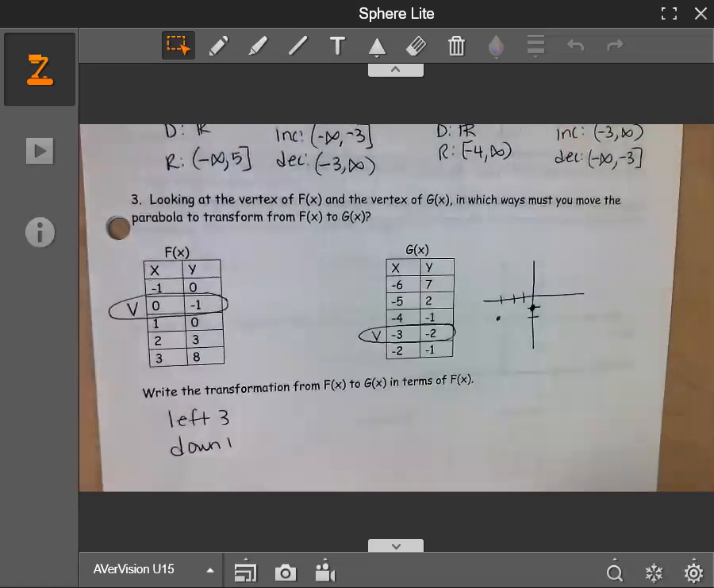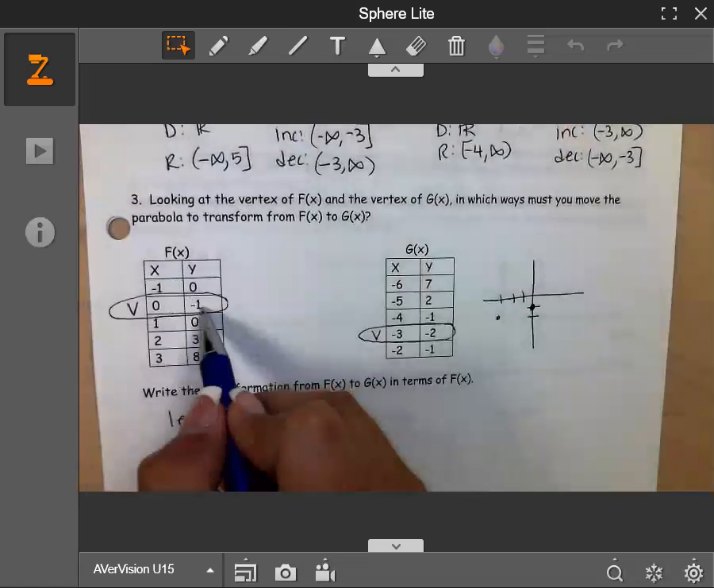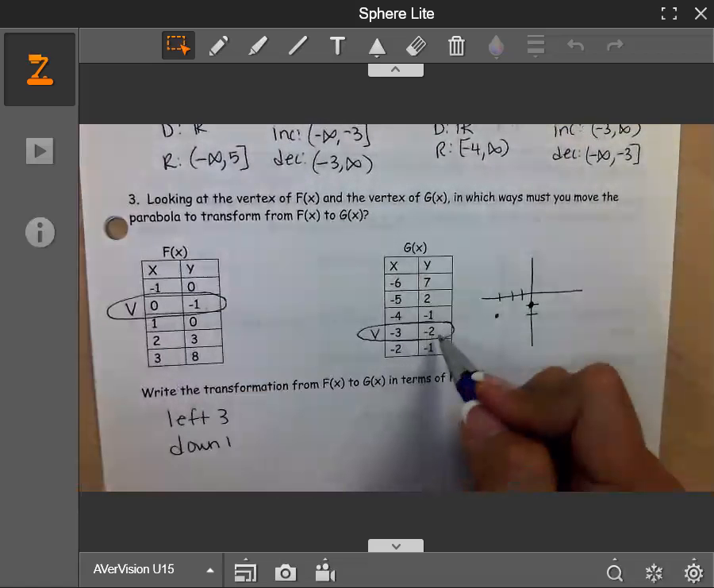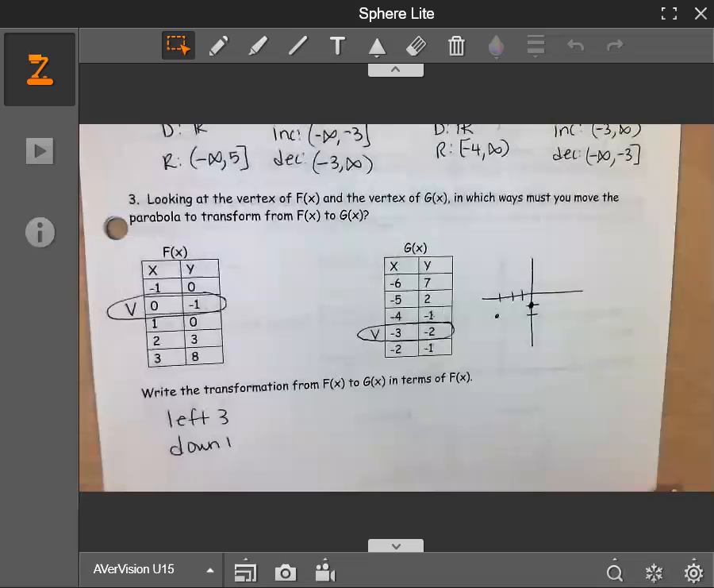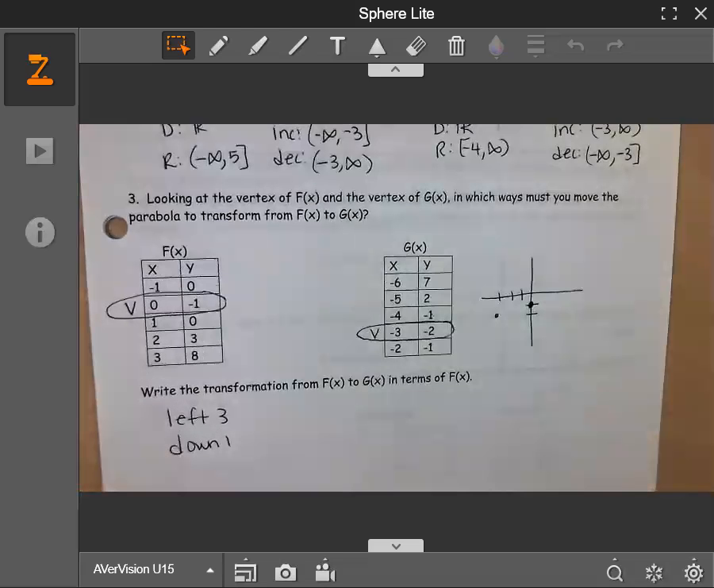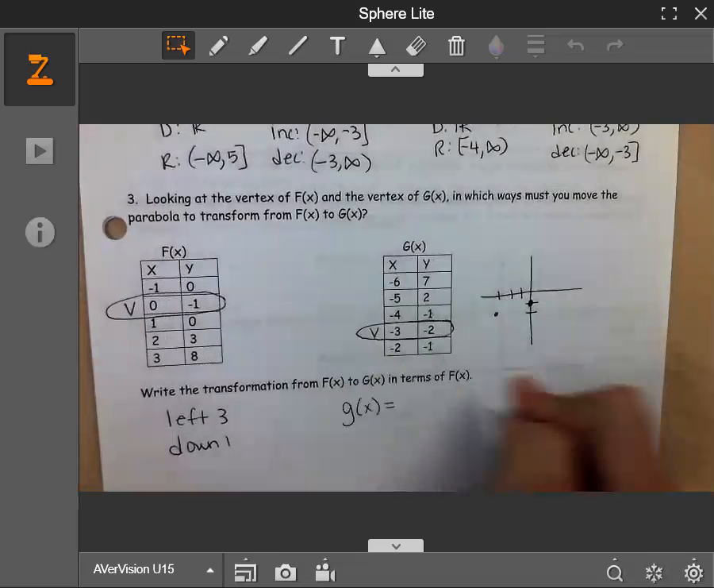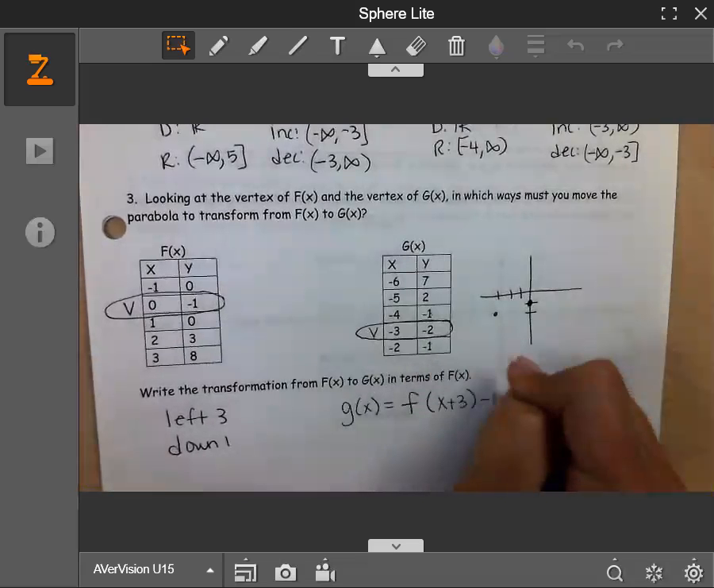Now we want to go ahead and make sure there's not a stretch or compression or a reflection. Both of these points are 1 unit above the vertex. On this one, again, both of these points are 1 unit above the vertex. So we know that there is not a reflection and there's not a stretch or compression. So these are only 2 transformations. So we would say g of x is equal to our f function, left 3 and down 1.